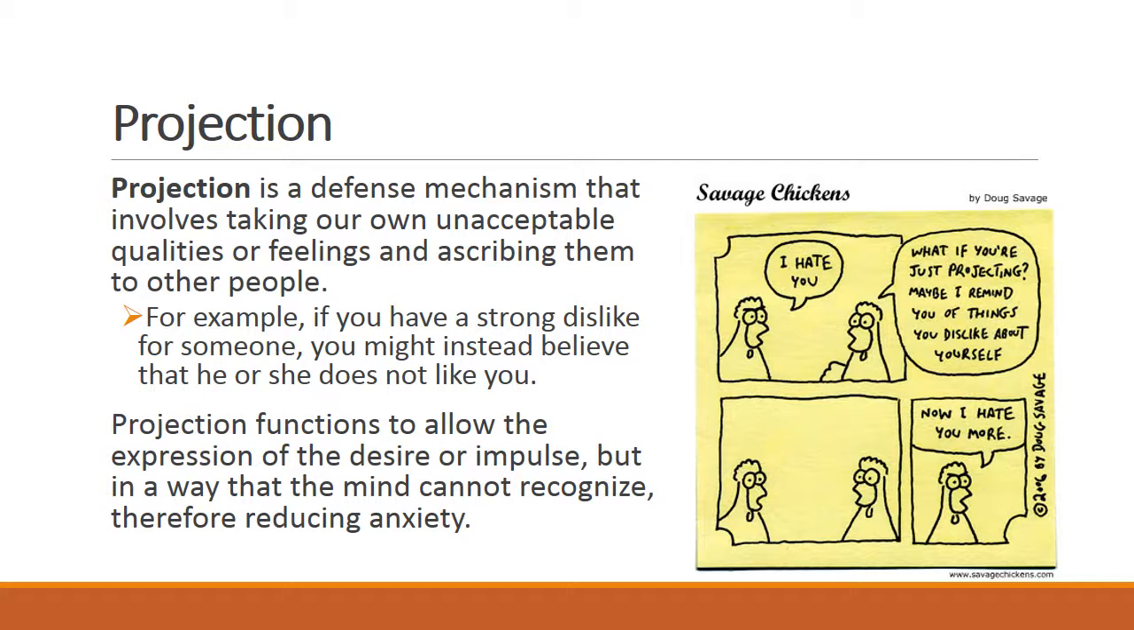Projection functions to allow the expression of the desire or impulse, but in a way the mind cannot recognize, therefore reducing our anxiety. So, yeah, we don't like Tamika, but we're not going to say that to somebody who might like her, so instead we're going to project that onto Tamika, not liking us.